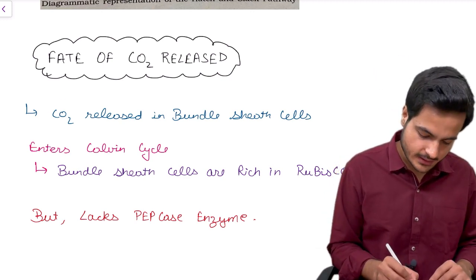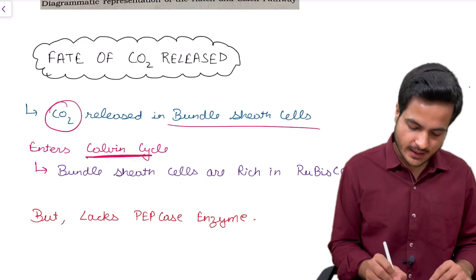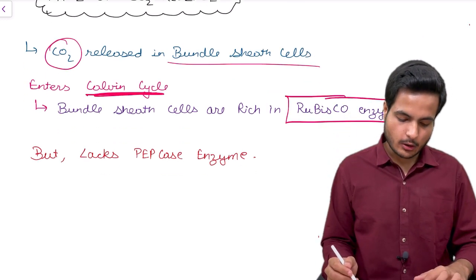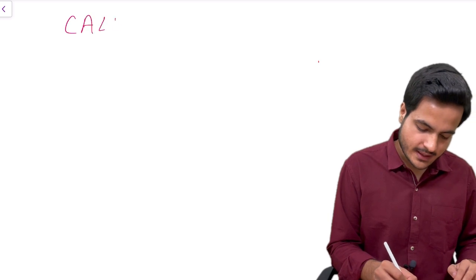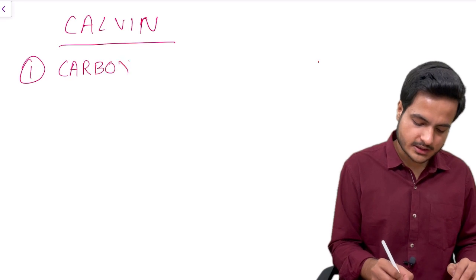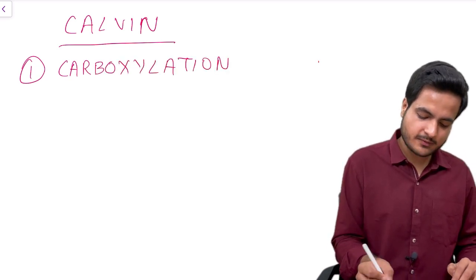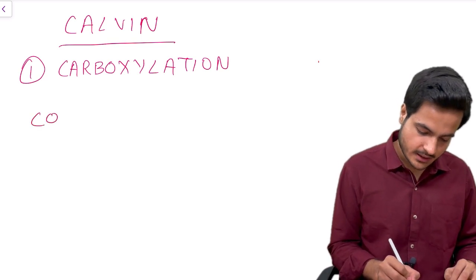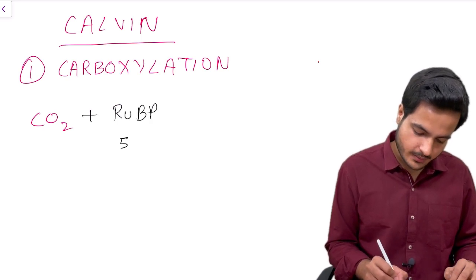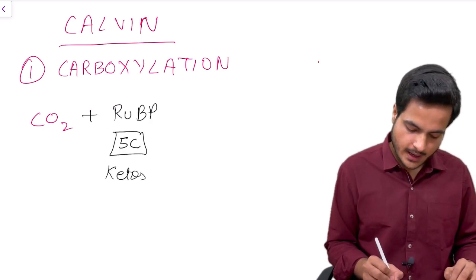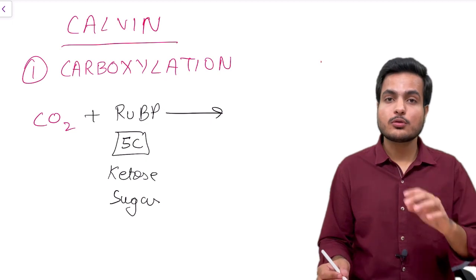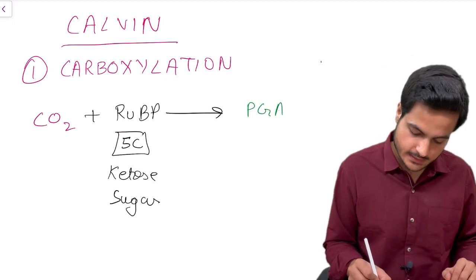So this carbon dioxide released inside the bundle sheath cells will enter the Calvin cycle, and bundle sheath cells are rich in the enzyme rubisco. Now you need to pay attention that the Calvin cycle has 3 steps. The first step is that of carboxylation, and inside this first step, carbon dioxide molecules will fix with RuBP, which was a 5 carbon containing keto sugar, and will lead to the formation of phosphoglyceric acid, that too 2 molecules.